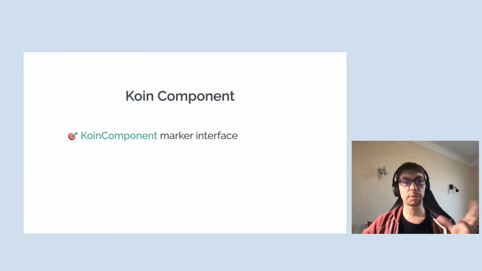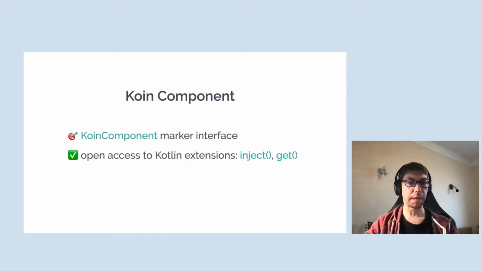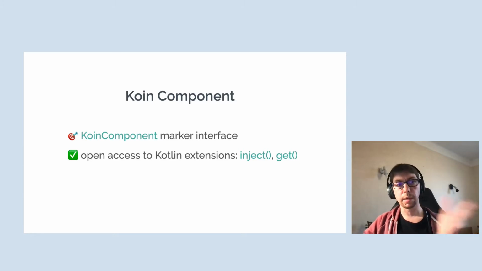If you want to retrieve an instance in your API, you will use the inject and get API, either with the Koin component interface. That means if you have a pure Kotlin application, you will just use inject and get, either with KoinComponent, or with a library that already gives you the extension, like Koin Android.